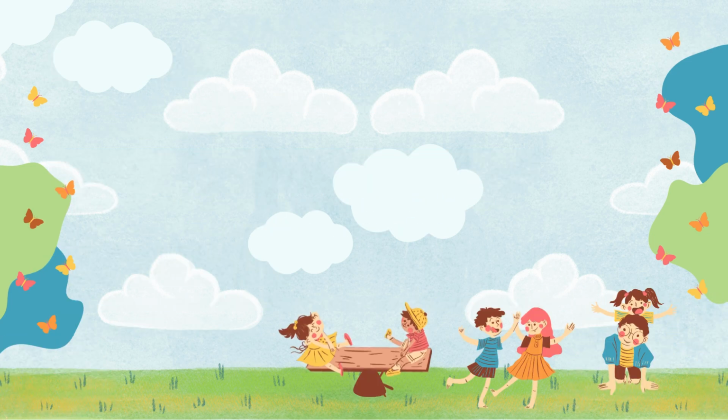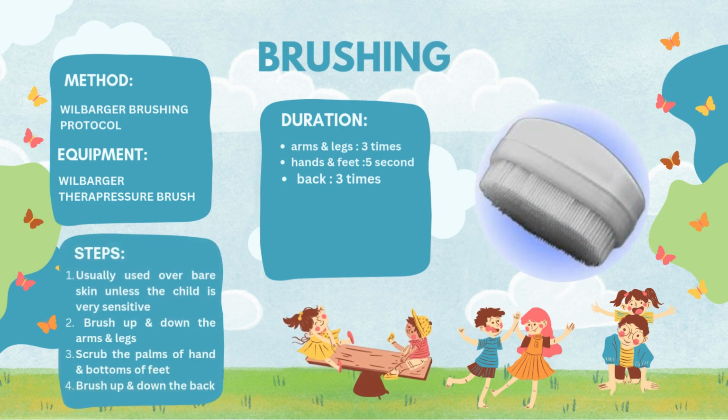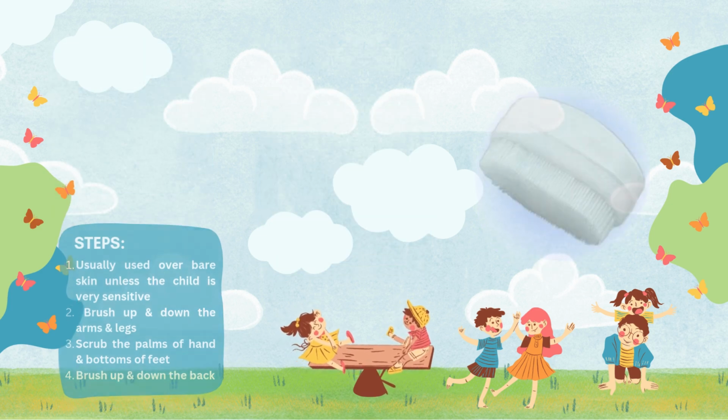This plan is to help lower their tactile defensiveness, along with encouraging the child to explore more texture in their surroundings. For brushing, we will use the Wilbarger brushing protocol, which uses a specific kind of brush called the Wilbarger TheraPressure brush. The steps are really easy. You just have to brush up and down the arms and the legs for at least 3 times, scrub the palms of the hand and bottoms of the feet for at least 5 seconds, and then brush up and down their back for at least 3 times.